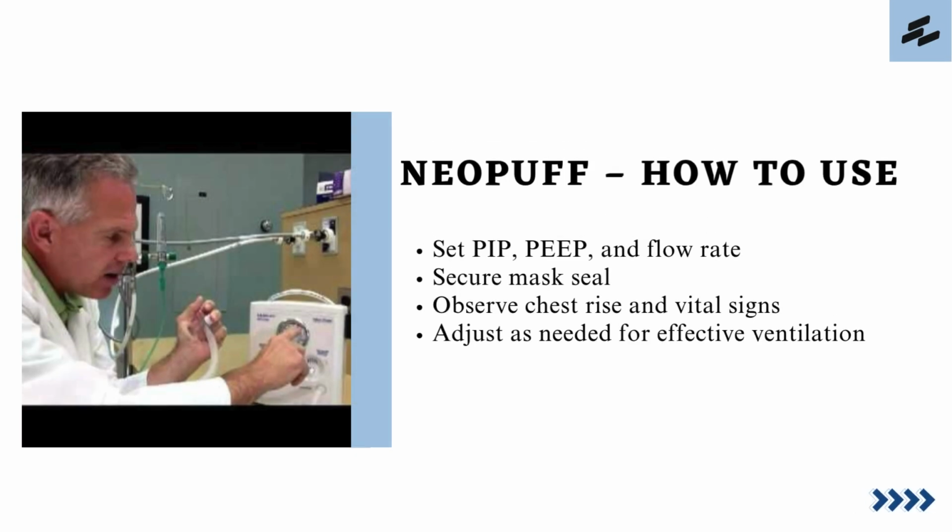NeoPuff, how to use. To use the NeoPuff, set the PIP (peak inspiratory pressure), PEEP (positive end expiratory pressure), and flow rate. Ensure a secure mask seal over the newborn's nose and mouth. Observe for adequate chest rise and monitor vital signs like heart rate and oxygen saturation. Adjust settings as needed for effective ventilation.